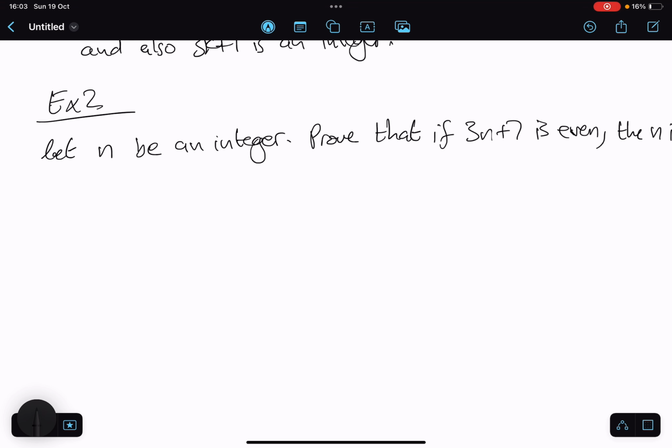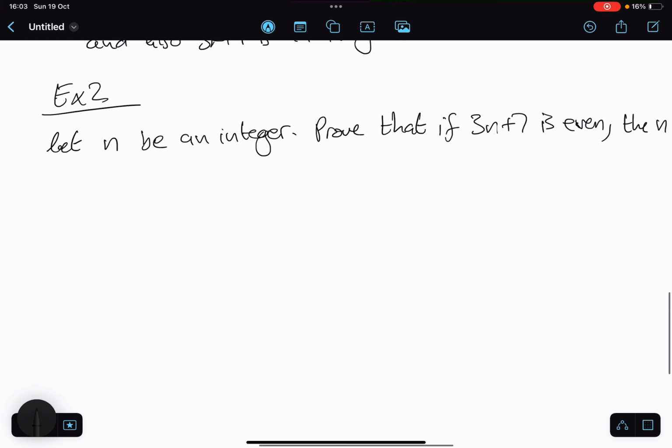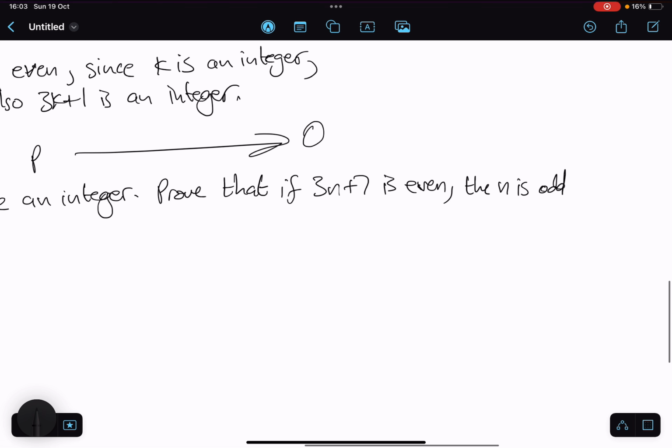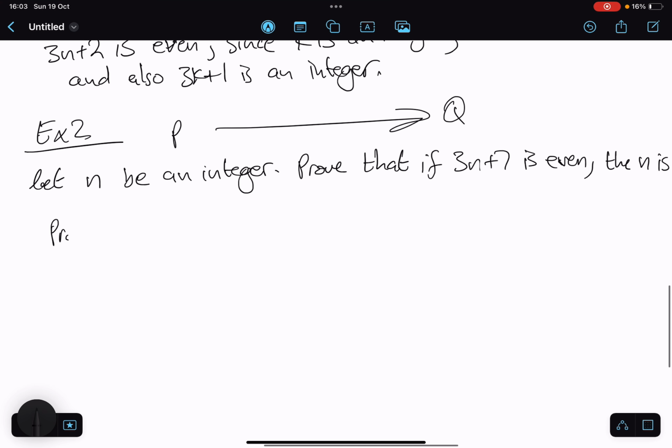So we are given the statement. We need to prove it using the contrapositive. So the first thing that you do here: let n be an integer. This is p, which implies q, which is 3n plus 7 is even. So from here, what do we do? For your proof, you need to represent the entire statement using the contrapositive, writing the statement in contrapositive form.